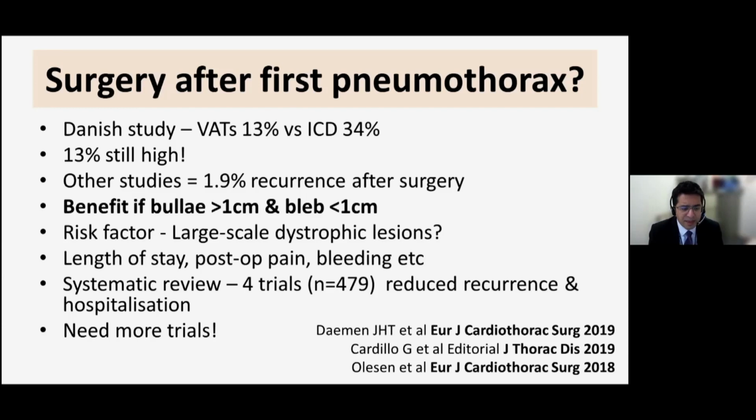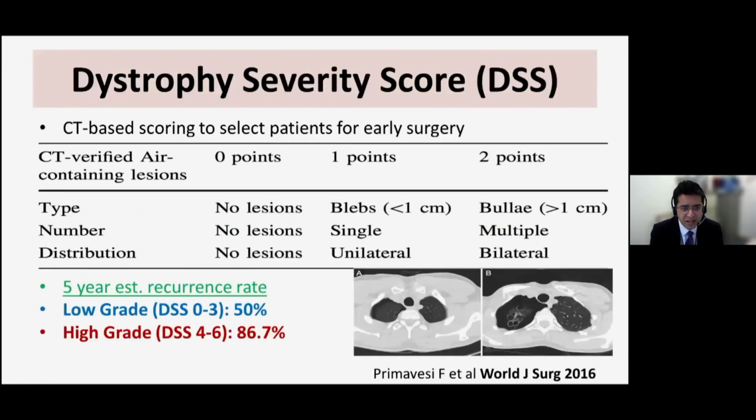So they were saying that perhaps those who might derive the most benefit are those who have bullae more than 1 centimeter, or blebs less than 1 centimeter, and large dystrophic lesions. This led to something called the dystrophy severity score, where if you've got blebs or bullae, and whether they're single or multiple, or unilateral or bilateral, then you can get a score. Those with low grade have probably a 50% chance of recurrence, but high grade have a much higher chance of 5-year recurrence, and perhaps these are the patients who require surgery.